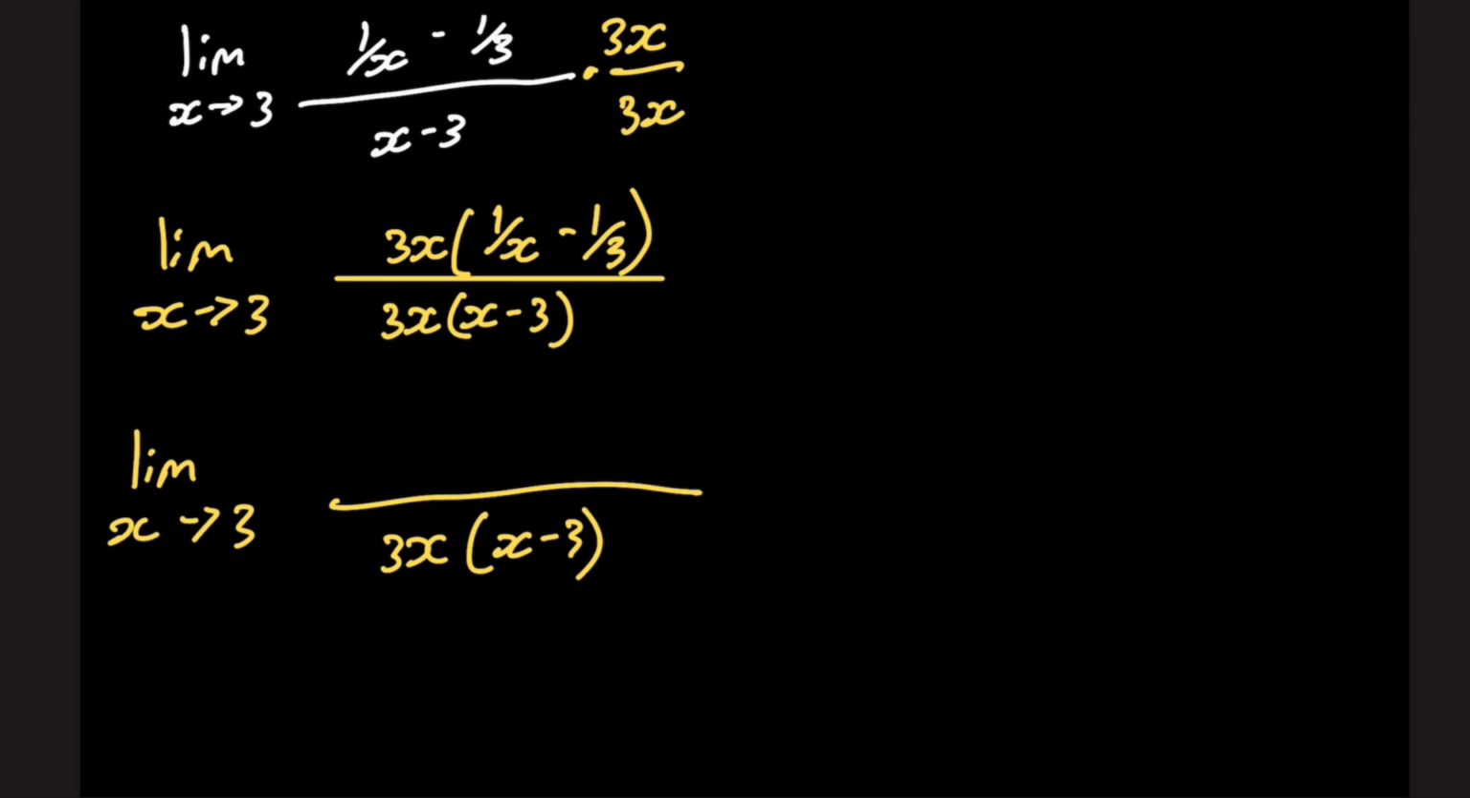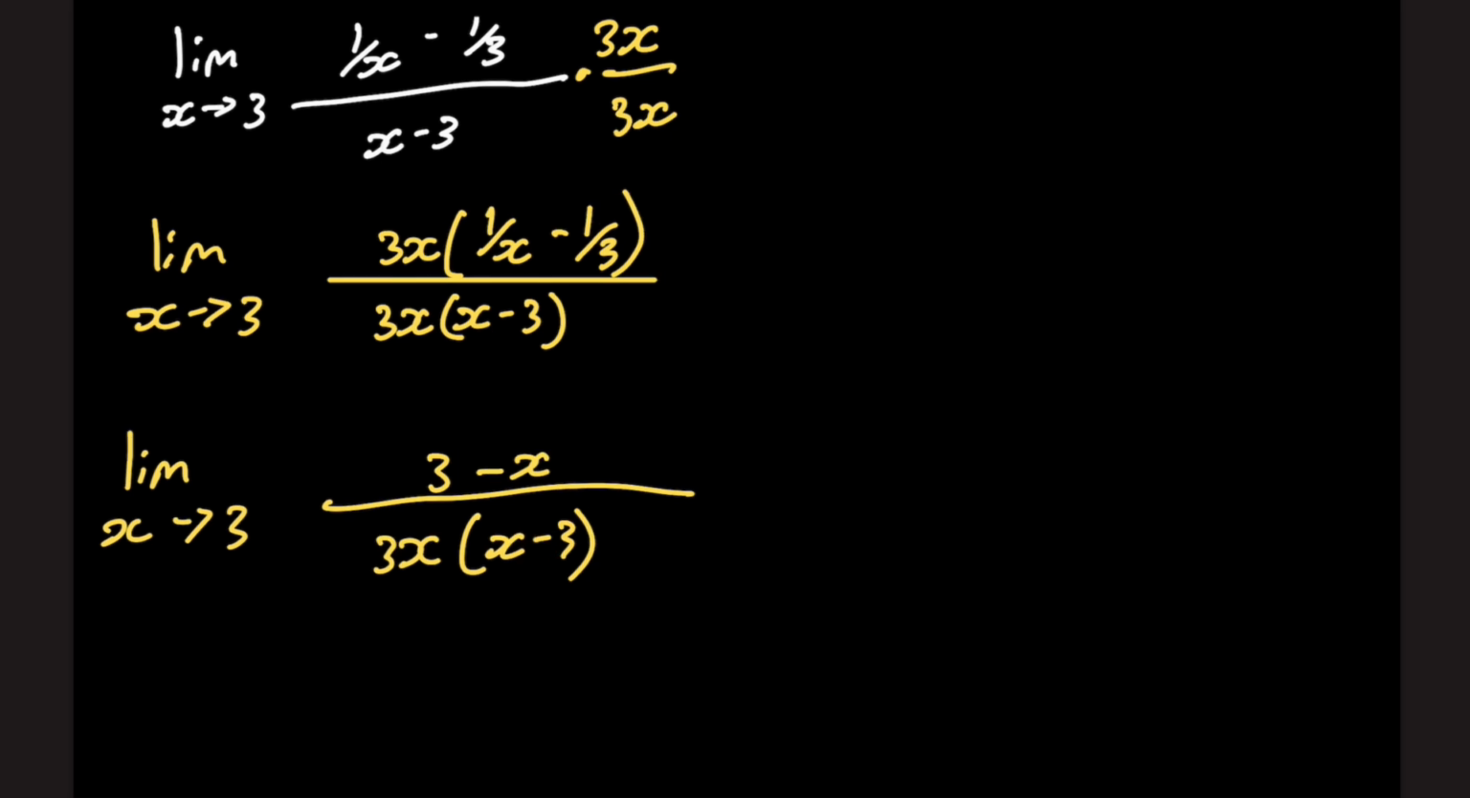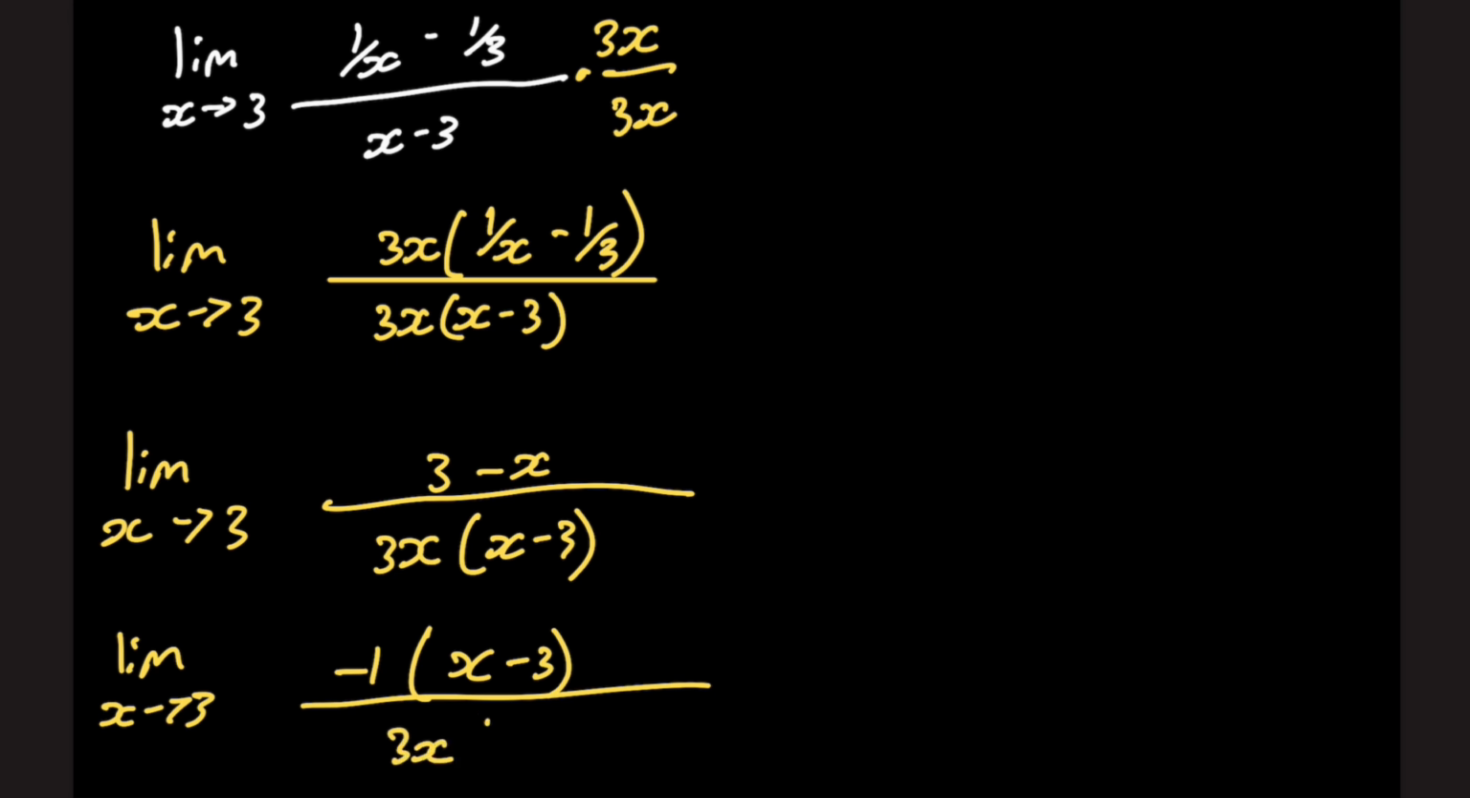And our numerator is going to work out to be 3 minus x. Now this looks familiar because we have two terms that are similar. The only difference is the signs are different. We know how we can change that. We can just factor out -1. So we go with the limit as x approaches 3, -1. And I'm going to rewrite this as x minus 3 all over 3x times x minus 3.